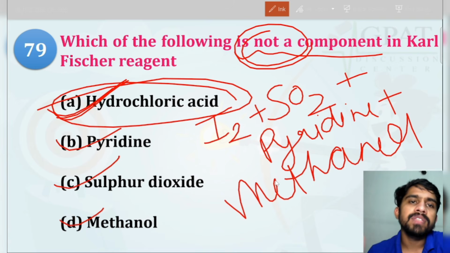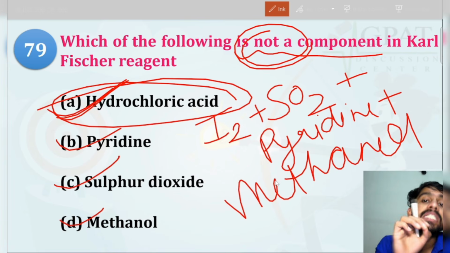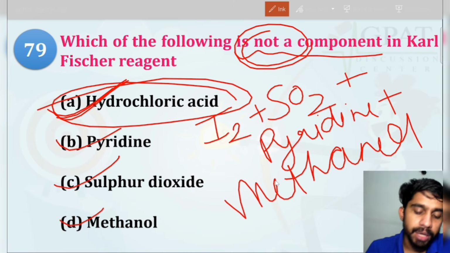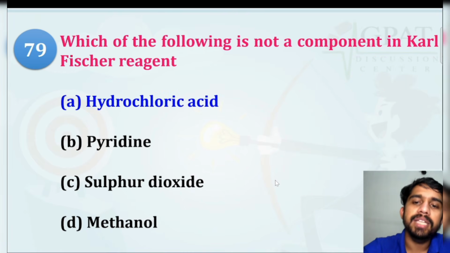And what is the use of this Karl Fischer titration? It is used in moisture determination in your hygroscopic drugs. So option number A is the right answer, that is, hydrochloric acid will be the right answer.